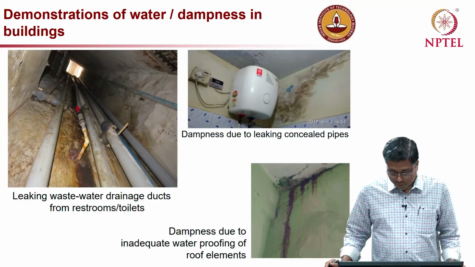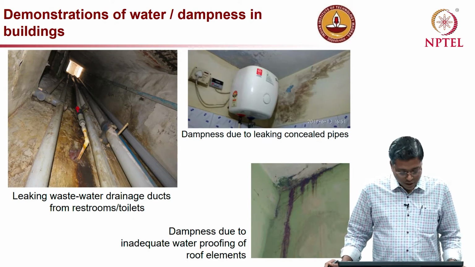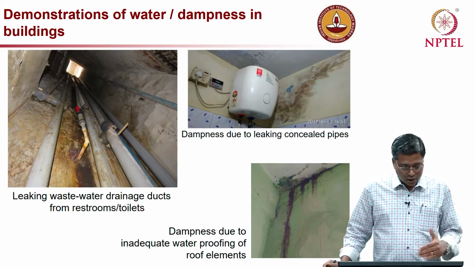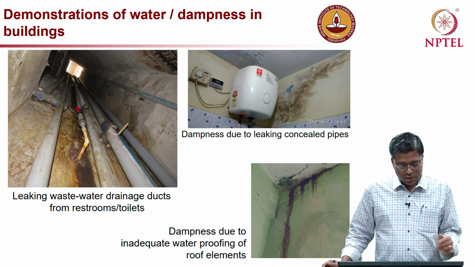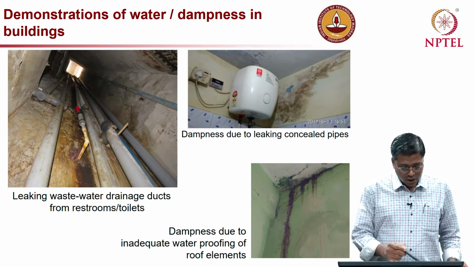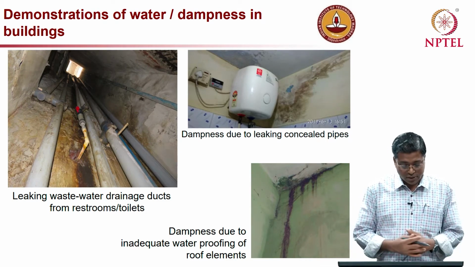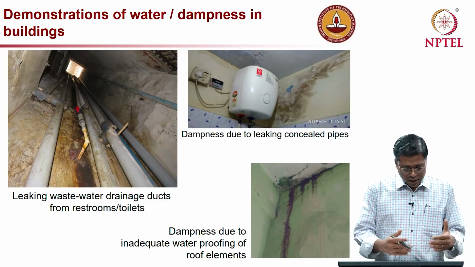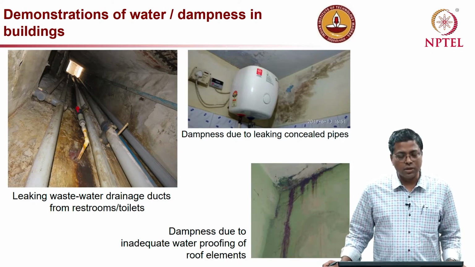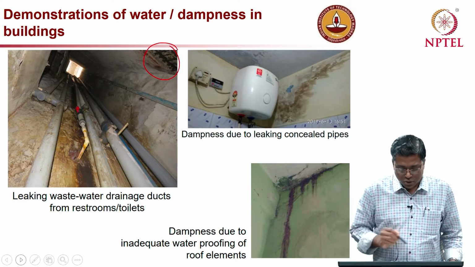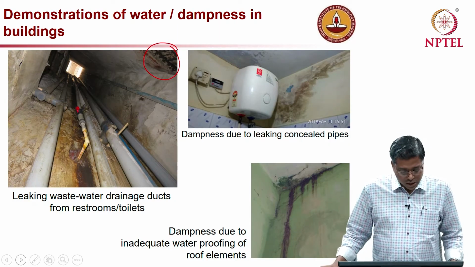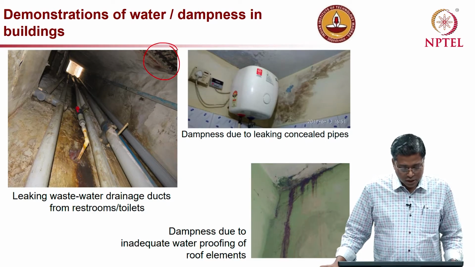Here are a couple of additional pictures. On the left side you can see drainage ducts from the restrooms and toilets. This is a 3-story building. You can see a lot of pipelines coming out from the walls around, and the entire shaft is really wet, and you can also see that wetness leading to corrosion of the rebars. So, this is definitely not a good thing to happen.